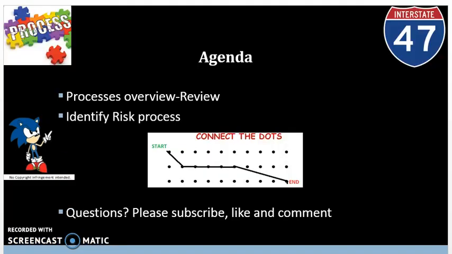Today's agenda will be going over reviewing the PMBOK process table as well as the 35th process, which is the identify risk process. This process occurs at the intersection of the risk knowledge area and the planning process group.